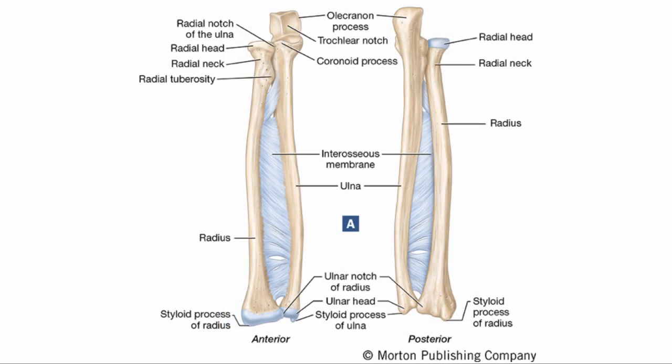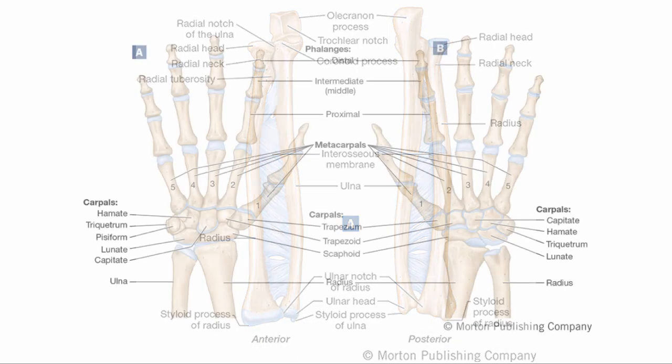Next, we have the radius and ulna. Some key structures on these bones are the olecranon process, which will articulate with the olecranon fossa of the humerus, the coronoid process, which will articulate with the coronoid fossa of the humerus, the radial head, which articulates with the capitulum of the humerus, and finally, the styloid processes of the radius and ulna.